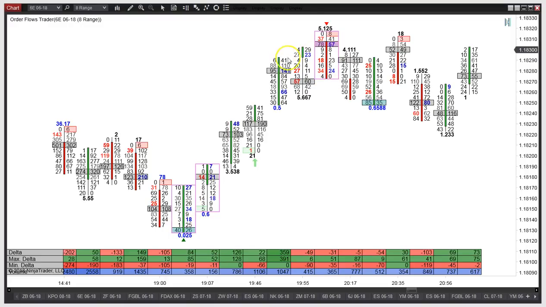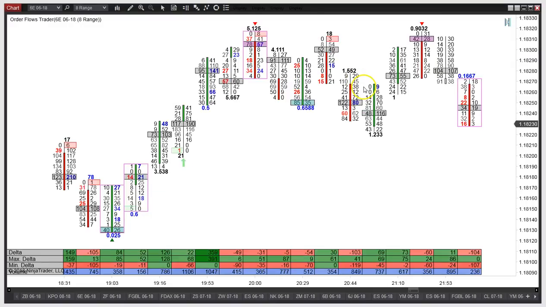So if you were long from here, you could have taken a nice ride up from 118.17 all the way up to 118.29, 28, and this bar is probably where you'd be getting out, looking to get short.